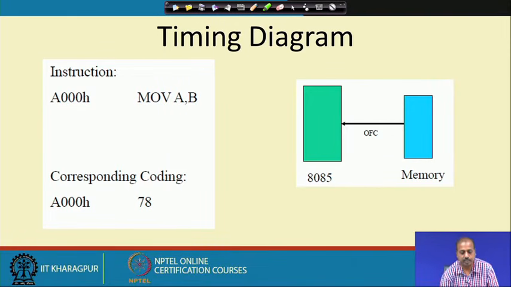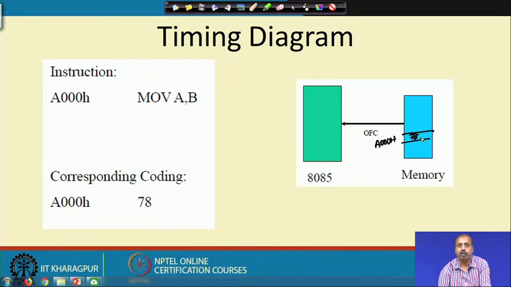So, let us consider the instruction MOV A, B. Here the opcode is 78. We assume that this instruction is at memory location A000 hex, and at this location A000 hex, the 78 is available. Now, how is it going to be fetched to the processor and executed? That we will see.